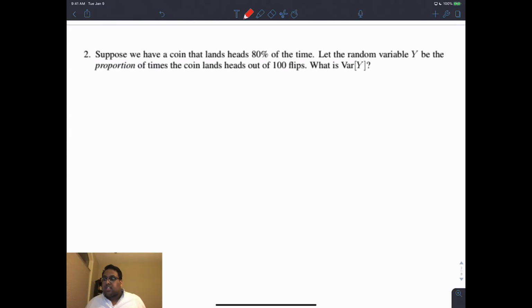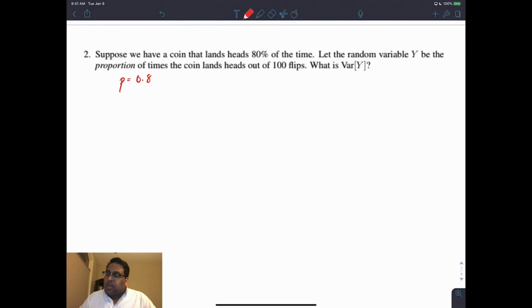Now question 2 is significantly more involved. Suppose we have a coin that lands heads 80% of the time. Just to simplify our notation a little, let's say p is 0.8, and let the random variable Y be the proportion of times that the coin lands heads out of 100 flips. Okay, so not the number of times, but the proportion. So for example, if the coin landed heads 23 times, the proportion would be 0.23. What's the variance of Y?